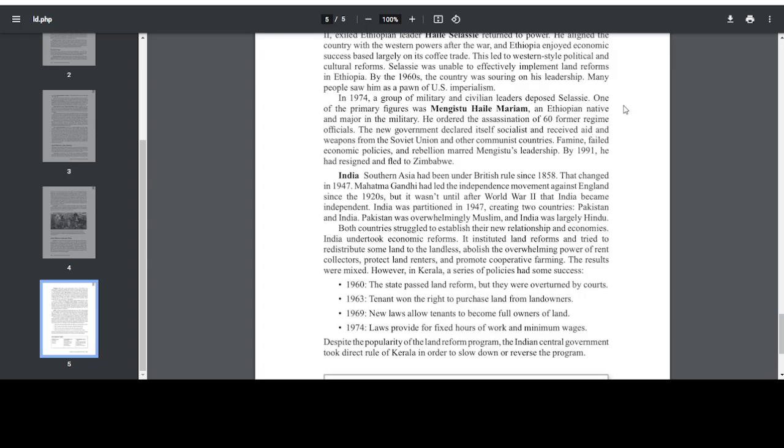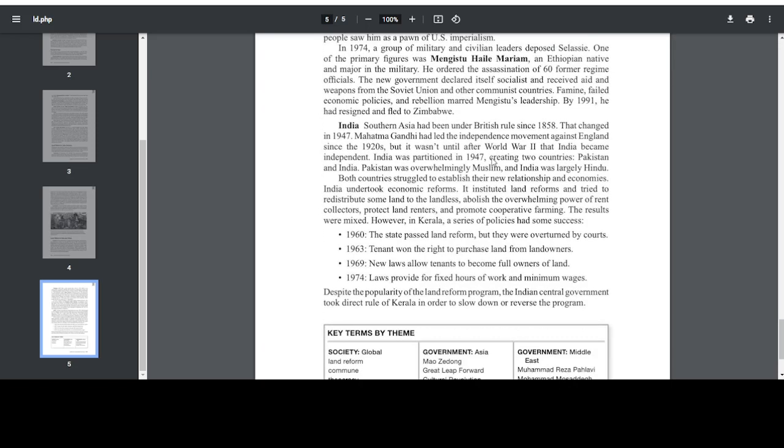He ordered the assassination of 60 former regime officials. The new government declared itself socialist and received aid and weapons from the Soviet Union and other communist countries. Famine, failed political and economic policies, and rebellion marred Mengistu's leadership. By 1991, he resigned and fled to Zimbabwe.